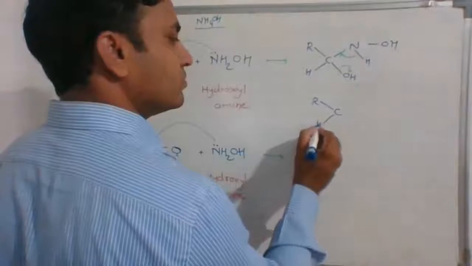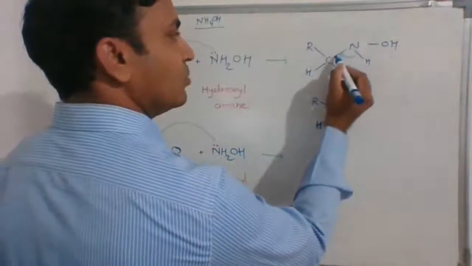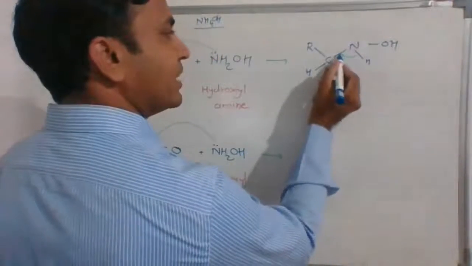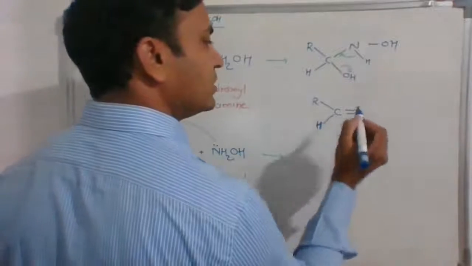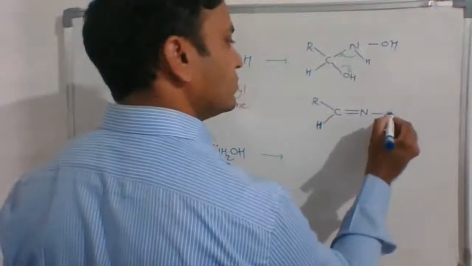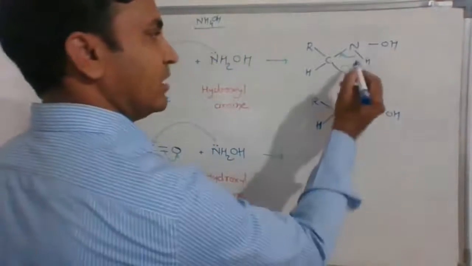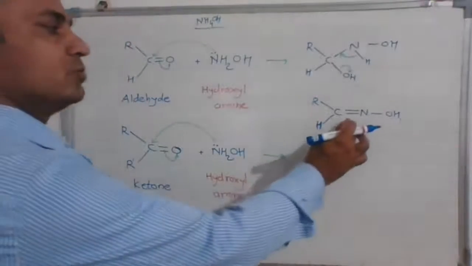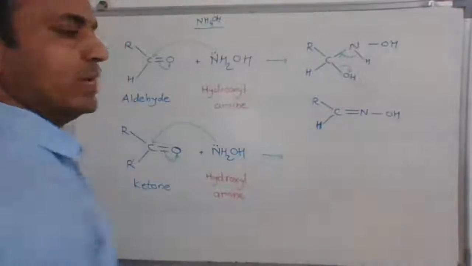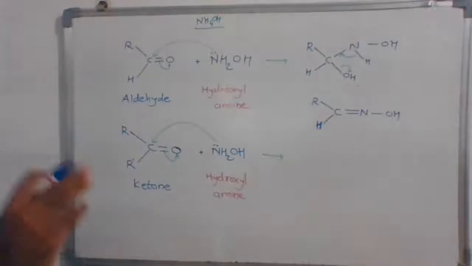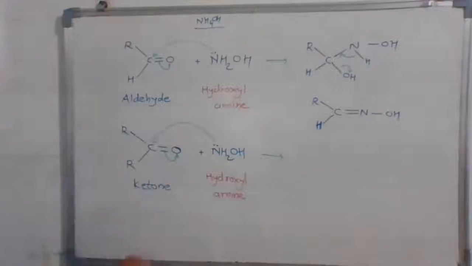See now, between carbon and nitrogen, initially there was a single bond, and now this bond pair has shifted here to form the double bond. And water has left the molecule. Now see, here I have shown this oxime in this way, but this is not correct. If you are only concerned with the formation of the product, then it's okay, you can write it like this.